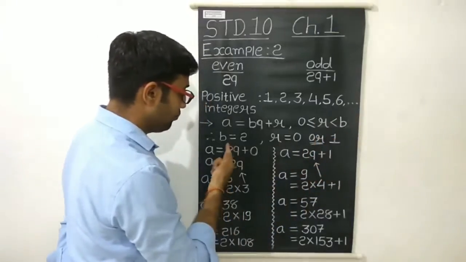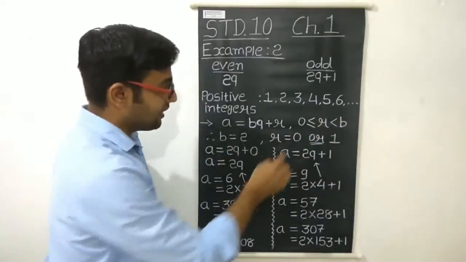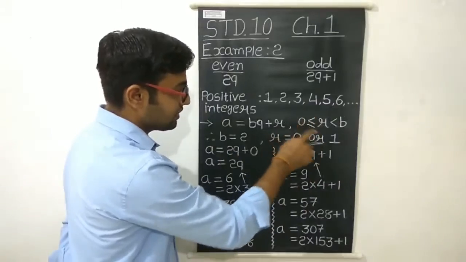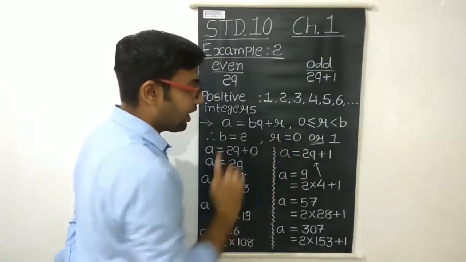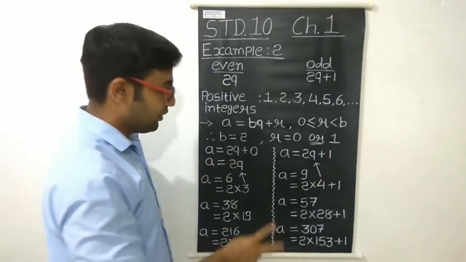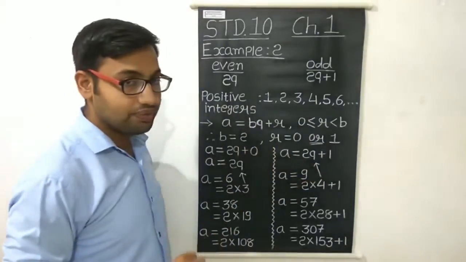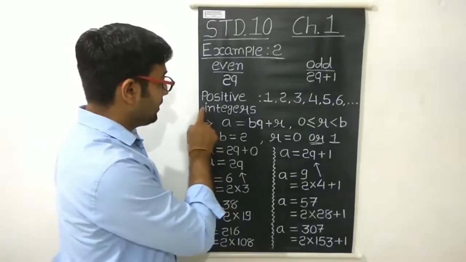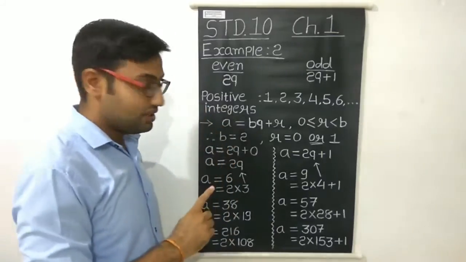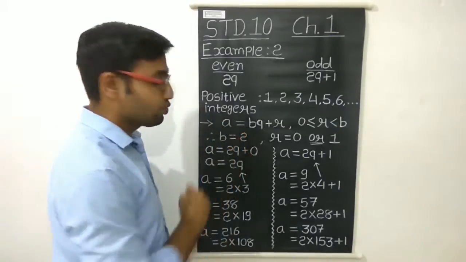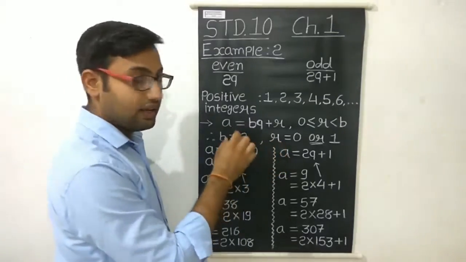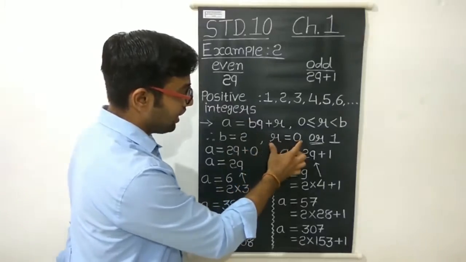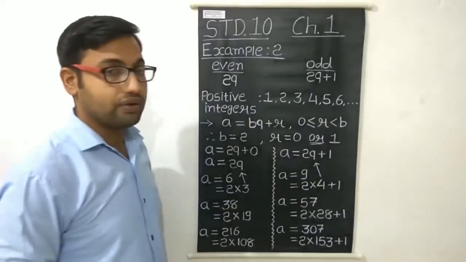Why? Because b is 2. We can take 0 because the relation is less than or equal to. So we can take one value of r as 0 and another value of r as 1. So only two values of r are possible. When we take a as a positive integer and b equal to 2, then r may have two values, r equal to 0 or r equal to 1.